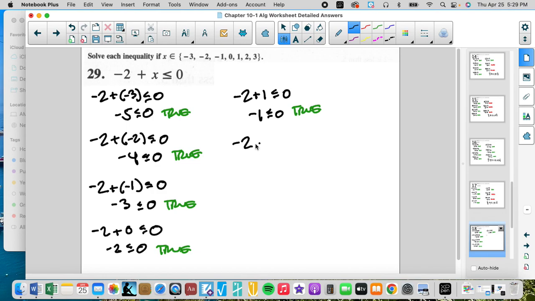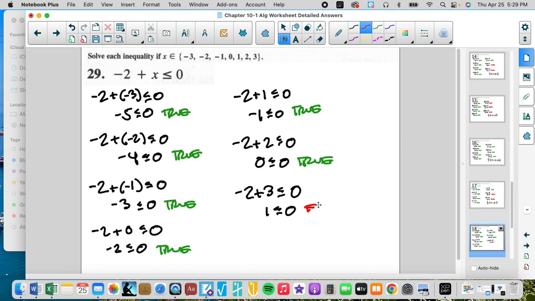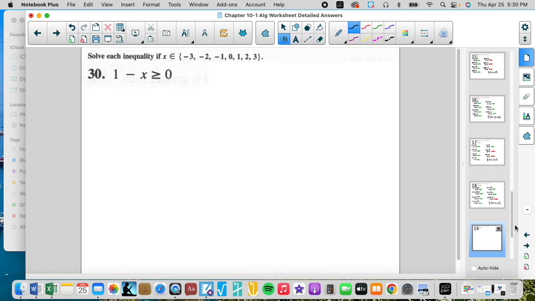Is negative 2 plus 2 less than or equal to 0? Is 0 less than or equal to 0? That is true. And is negative 2 plus 3 less than or equal to 0? Is 1 less than or equal to 0? That would be our first false. So my solution set is negative 3, negative 2, negative 1, 0, 1, and 2. Okay, 3 more.